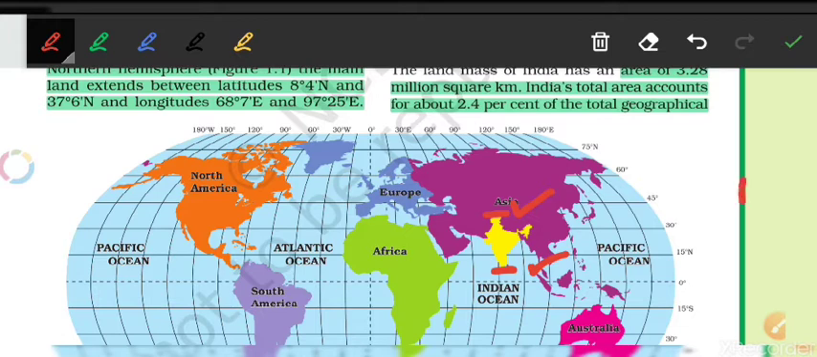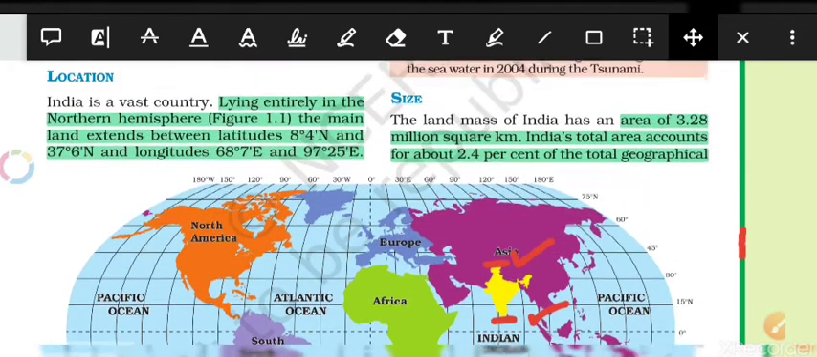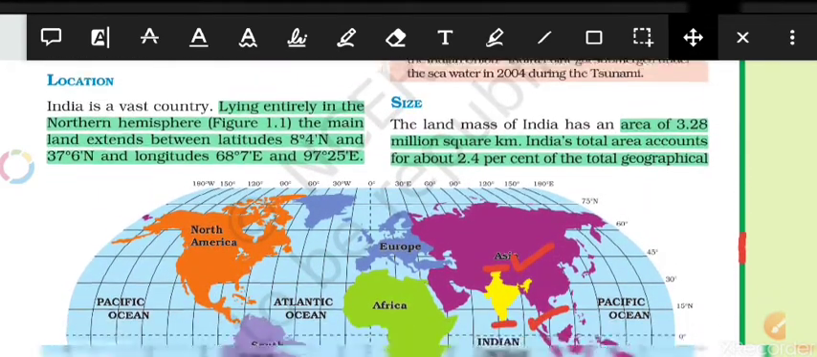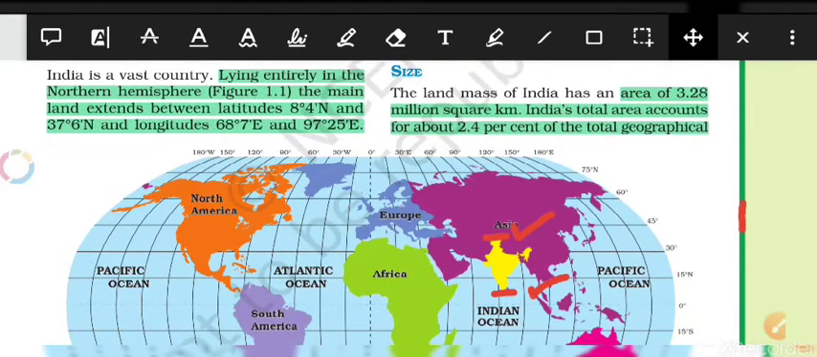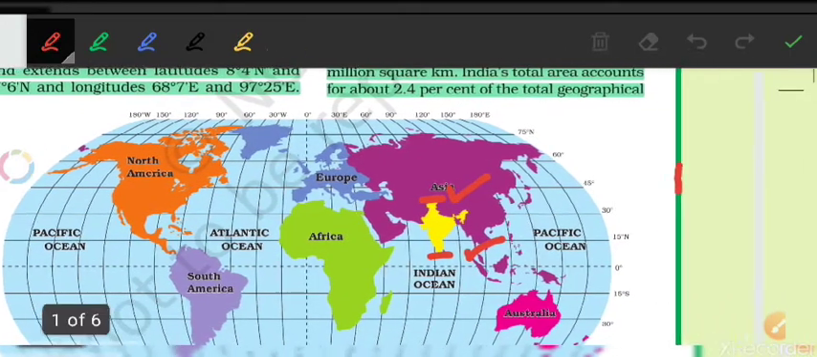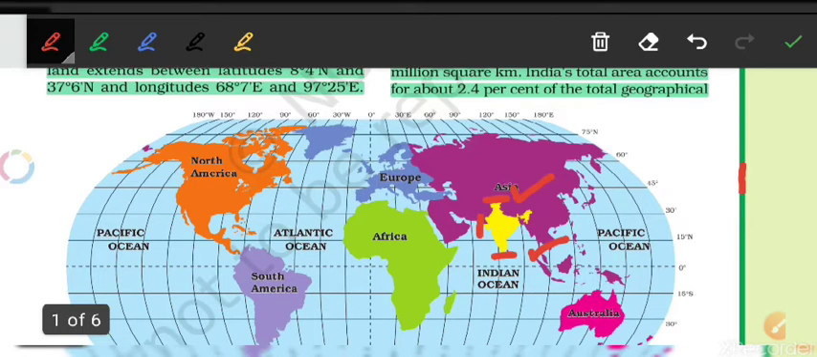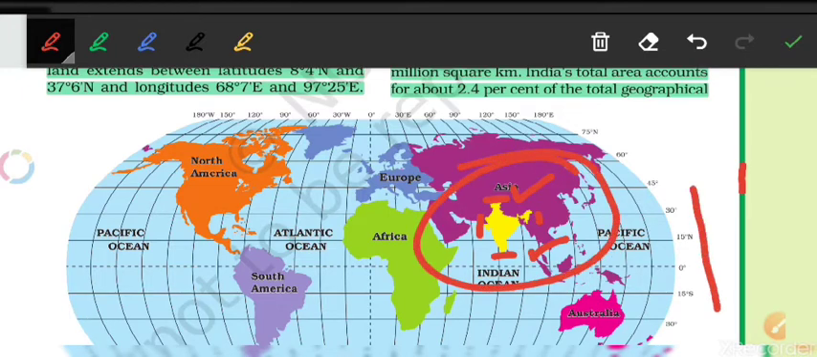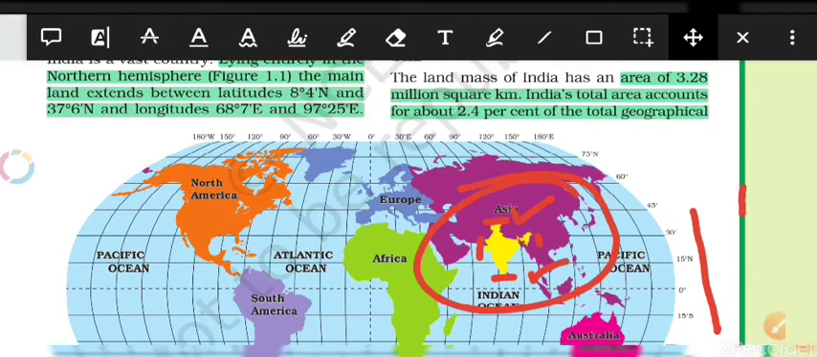On the other hand, for the longitudes, these are 68 degree 7 minutes east, from here to this side, and the second point is 97 degree 25 minutes east. So it's all about India. These are the coordinates of India.